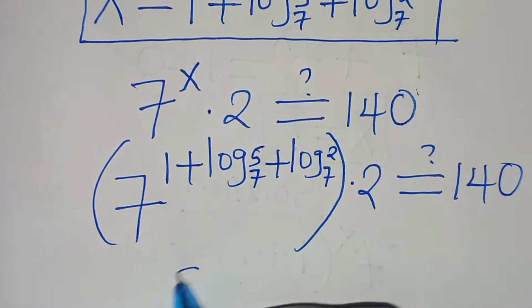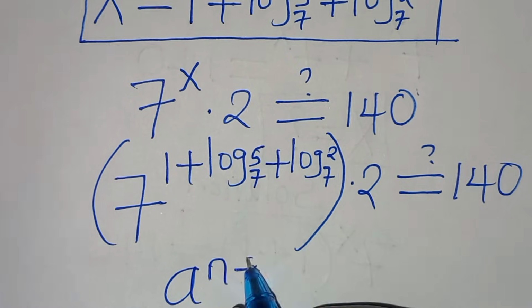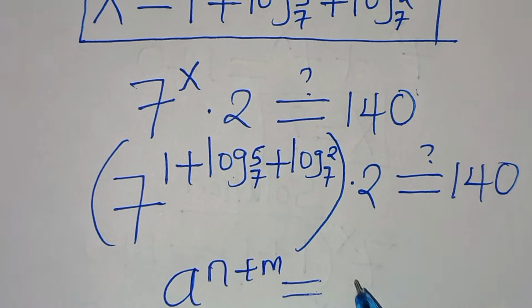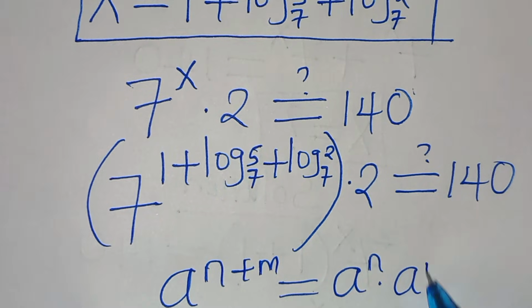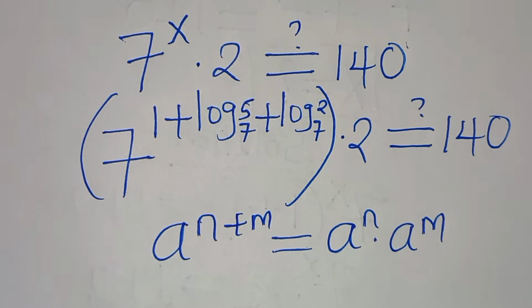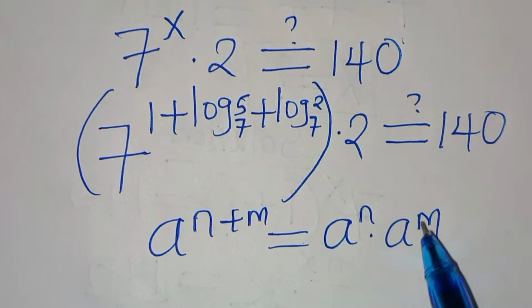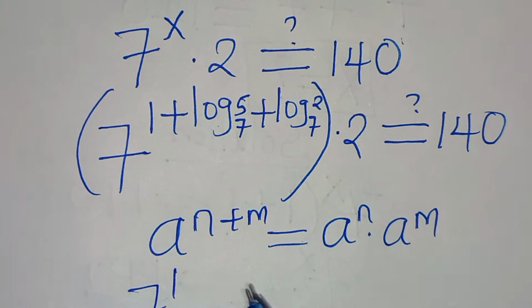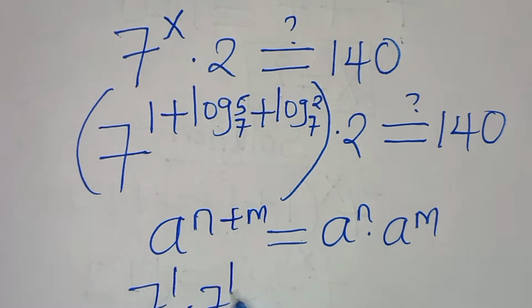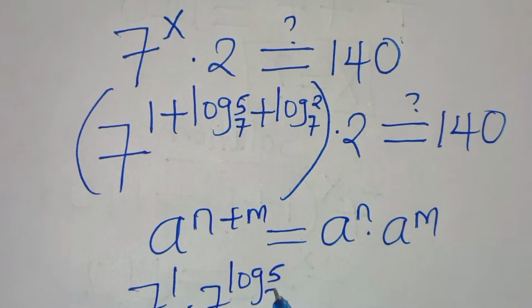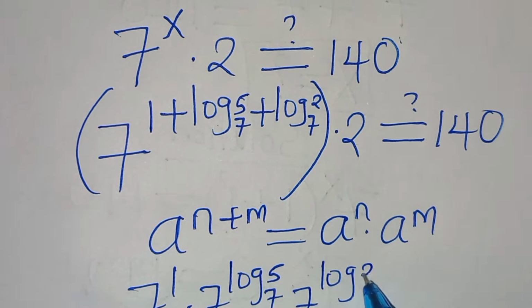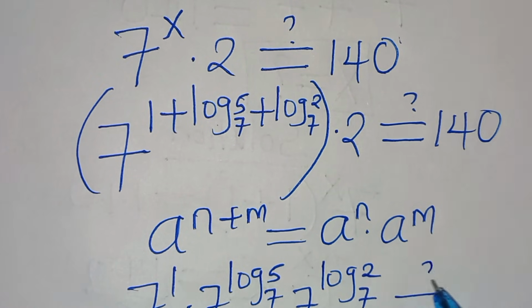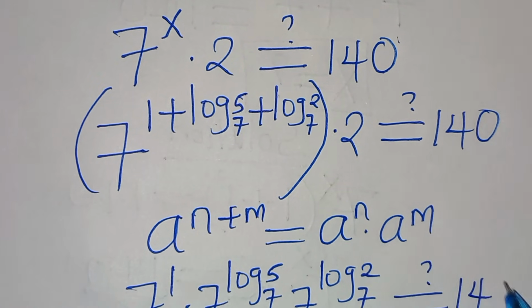This is in the form of a to the power of n plus m, which we can express as a to the power of n multiplied by a to the power of m. Applying this exponent property, then here we have 7 to the power of 1 multiplied by 7 to the power of log 5 to base 7 multiplied by 7 to the power of log 2 to base 7. This is supposed to give us a value of 140.